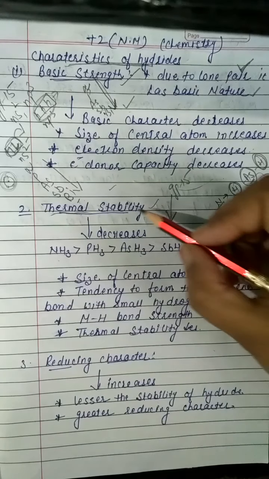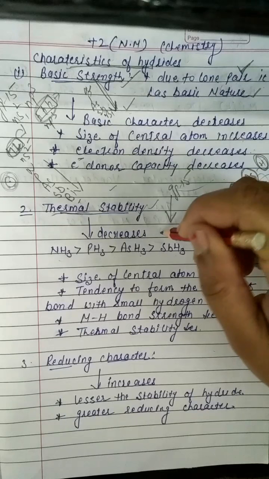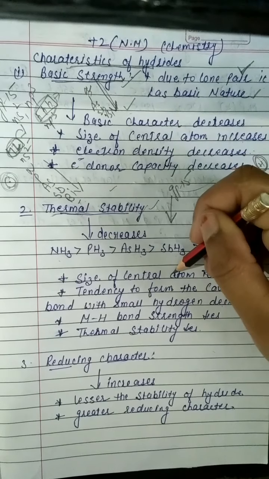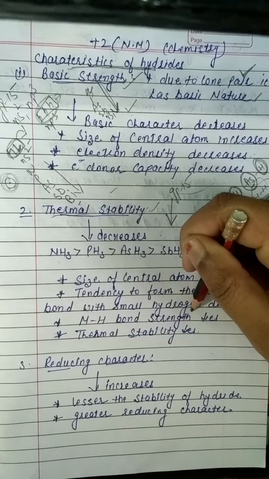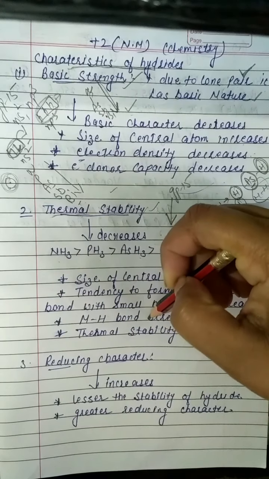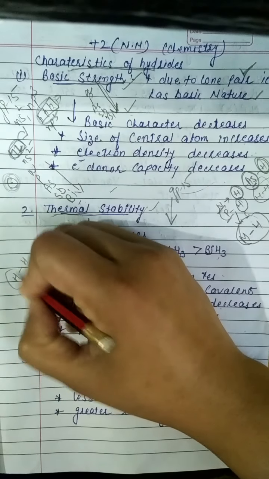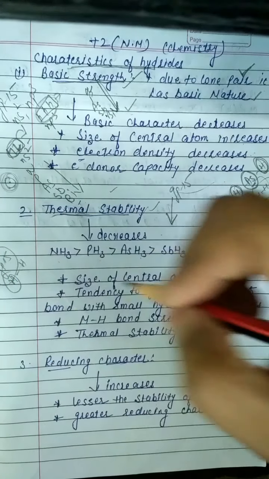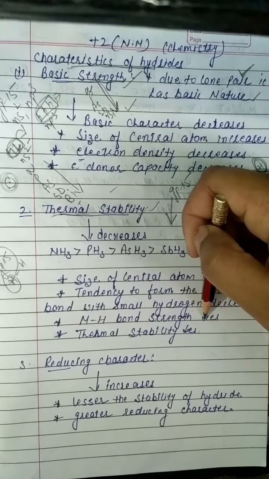Clear? Next, we have discussed thermal stability. Thermal stability decreases when we move from top to bottom. The size of the central atom increases, and the tendency to form a covalent bond with hydrogen decreases. The M-H bond also weakens. Here M means any element of group 15. They have a lesser bond strength, and thermal stability also decreases.